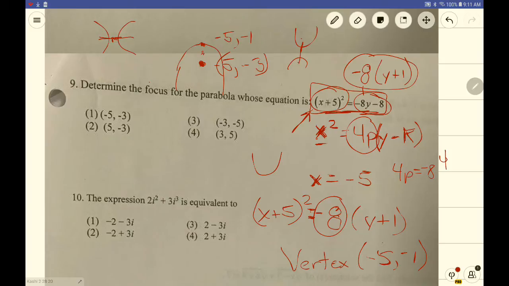So that p equals negative 2, that means from the vertex you go down 2 to get to the focus. And we have a downward facing parabola. And there you go. So you can ask me if you have any more questions about that. I'll be glad to explain any more about it.